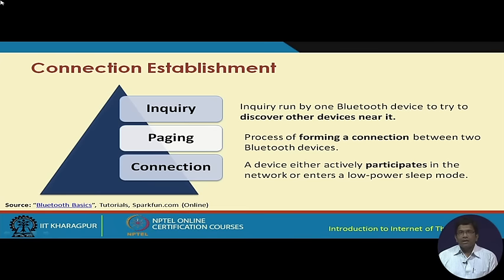In terms of connection establishment using Bluetooth, there are three different phases. The first one is the discovery or inquiry phase. The next one is the paging phase, and the third one is the connection phase. So basically, for connection establishment, there are only three phases. In the inquiry phase, an inquiry runs from one Bluetooth device, and that device tries to discover other devices in its vicinity. So one Bluetooth device is exploring what other devices are in its vicinity. This is the discovery phase or inquiry phase, very simple.